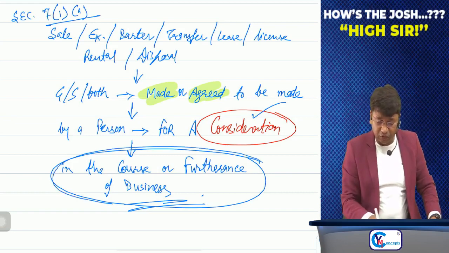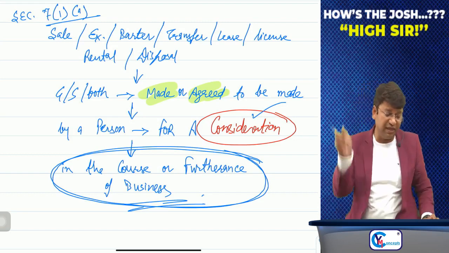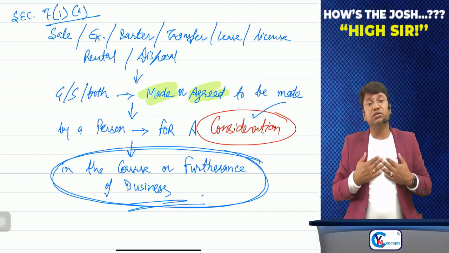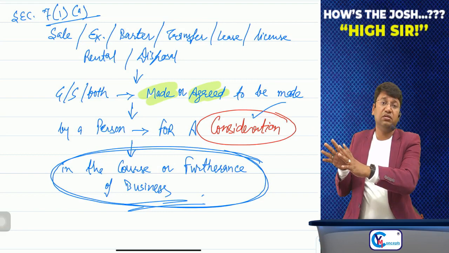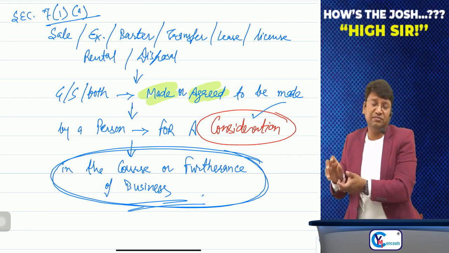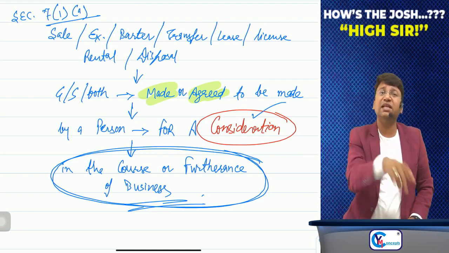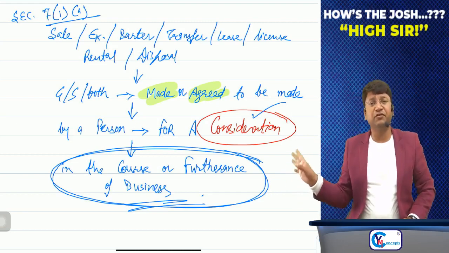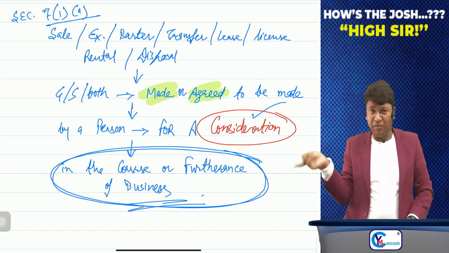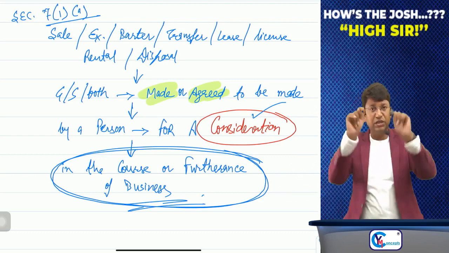Okay. Another is in the course or furtherance of business. Supply should be for a consideration, plus it should be in the course or furtherance of business. Suppose somebody has sold his family's personal jewelry to get some money. Is it a supply of goods for a consideration? Yes, but is it in the course or furtherance of his business? The answer is no, and no GST will be charged.